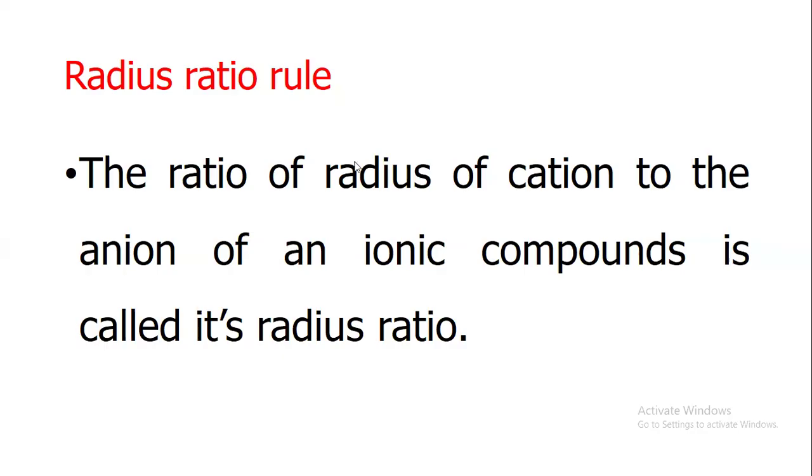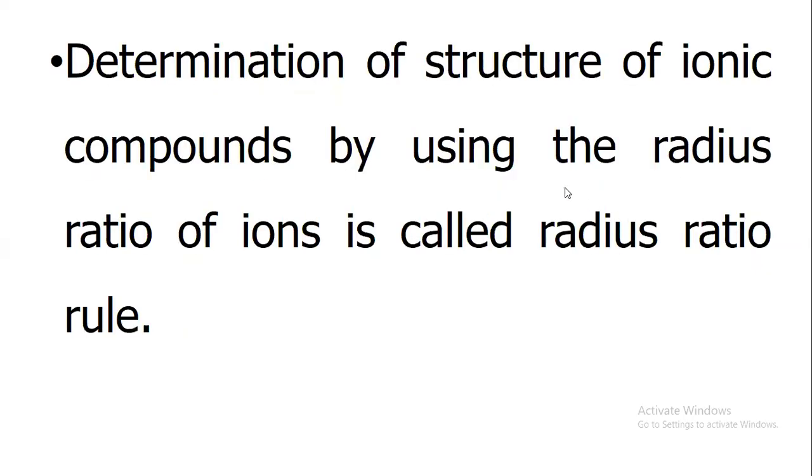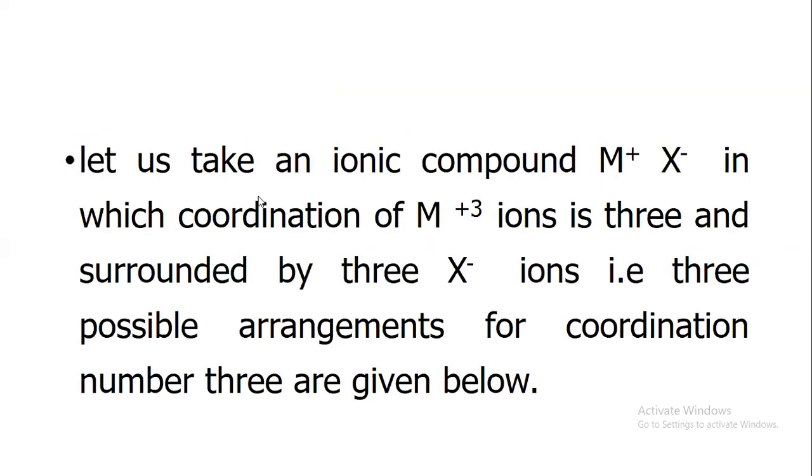Okay, radius ratio rule. The ratio of the radius of the cation to the anion of an ionic compound is called the radius ratio. Radius ratio is the radius of the cation over the radius of the anion, that is r plus over r minus. Determination of the structure of ionic compounds by using the radius ratio of ions is called the radius ratio rule. Let us take an ionic compound, metal M plus and halide X minus, in which the coordination number of the metal ion is 3, that is the M plus ion is surrounded by 3 halide ions.